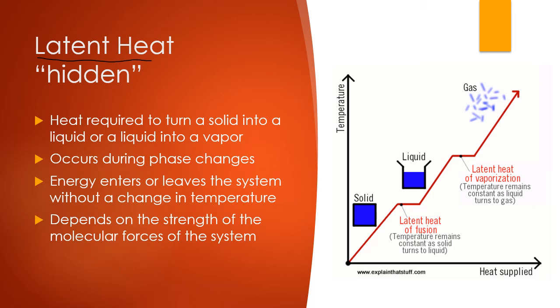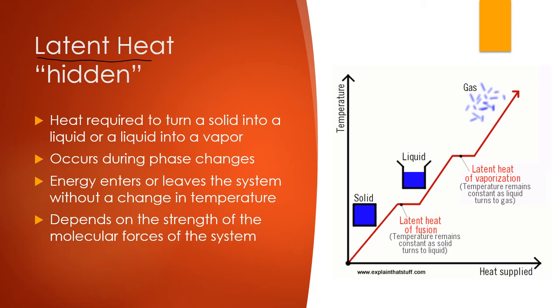The equation was Q is equal to mc delta T. So we had mass, we had specific heat, which was dependent upon the type of material, and we also had a temperature change. Well, we just said that during phase changes, there are no temperature changes. So this is not a measurable amount of heat. It's called hidden heat because it's not something that can be measured through temperature.